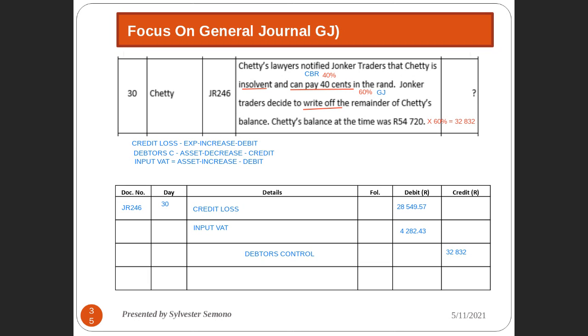The question is, remember I said narrations, you can put them. That's why I've been ignoring narrations, because I thought maybe you can come up with your own narrations. Narrations, you just have to summarize the transaction. So for this one, you can just say amount written off at 60% of the outstanding amount. So it's up to you.